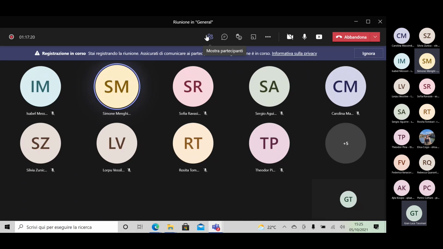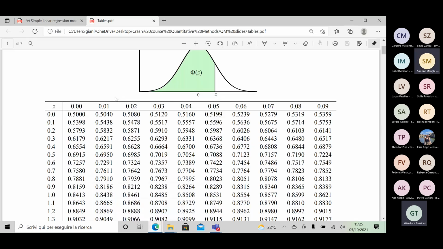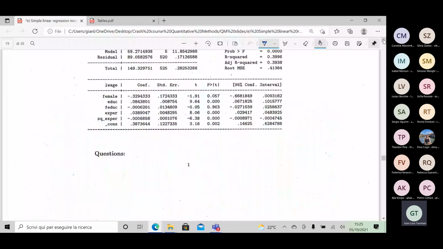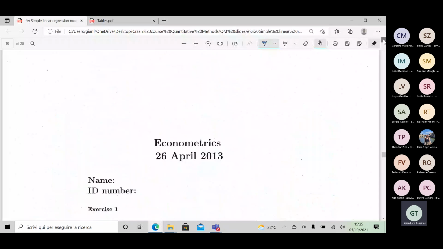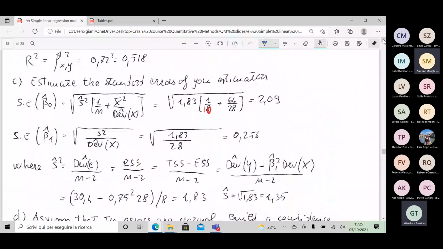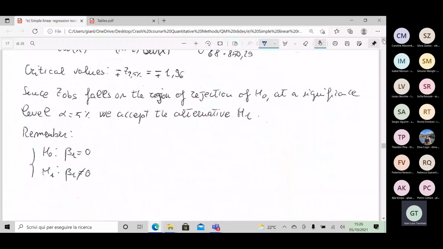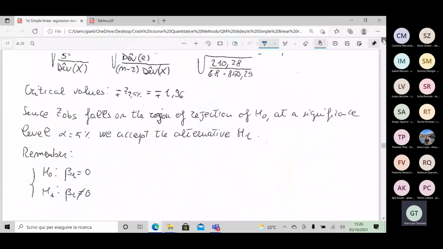Yes, because when you estimate, for example, as I told you this morning, when you estimate the sigma square of a regression by using s square, what happens is that you lose 2 degrees of freedom, in the sense that in order to estimate s square, you need to compute beta 0 and beta 1 before.